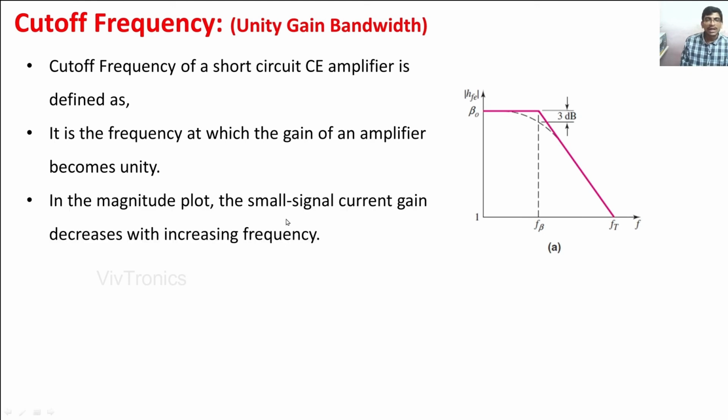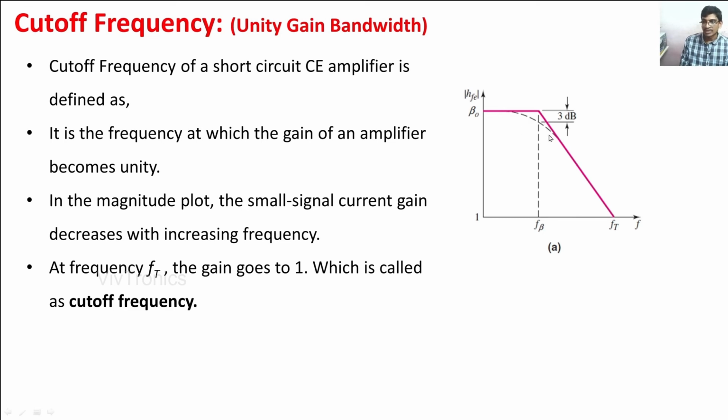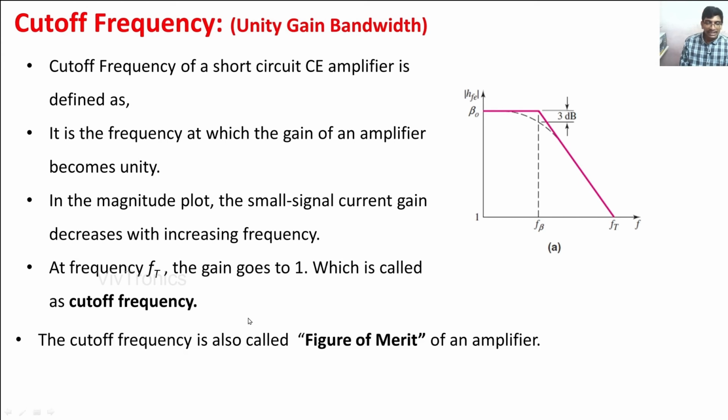In the magnitude plot, the small signal current gain decreases with increase in the frequency. So in this magnitude plot we can observe that the small signal current gain is decreasing as the frequency increases. After f beta we can observe the gain rolling off. At frequency f equal to Ft, the gain drops to 1, which is called the cutoff frequency of that amplifier. The cutoff frequency is also called the figure of merit of an amplifier.